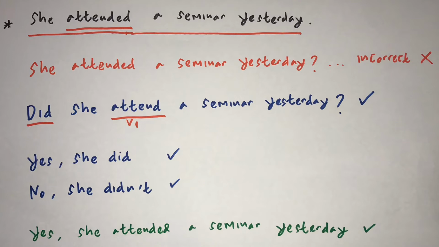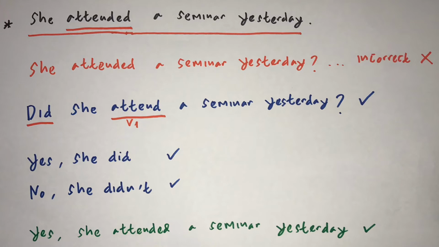Because this is a simple past sentence, when we have to make a yes-no question, we have to use the auxiliary did. That's the only auxiliary in a simple past sentence. So the yes-no question will be, did she attend a seminar yesterday?